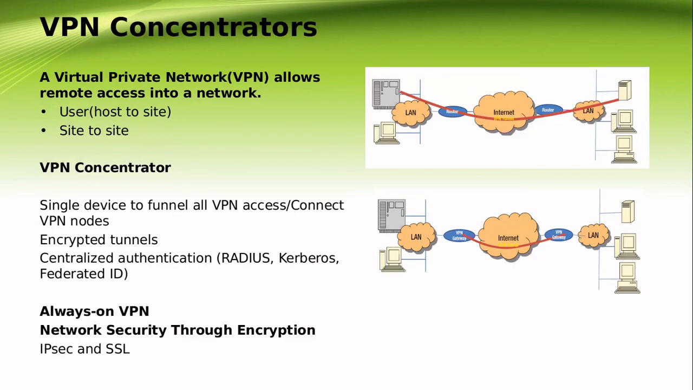And then the VPN concentrator. There are two types: site to site and host to site. The VPN is a connection between users and the LAN inside of a company, where the user is an employee who needs to connect to corporate networks from outside the company. This type of connection is used mainly by telecommuting or sales force employees who want to connect to the corporate LAN from a remote location.